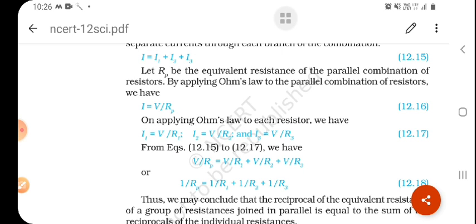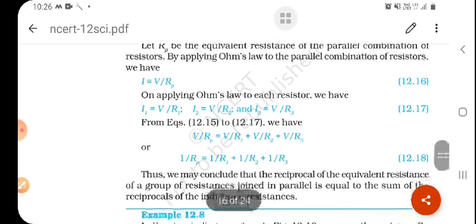So we have V upon Rp, that is the potential difference or the current across the parallel combination of the resistance, which is V upon R1 plus V upon R2 plus V upon R3. So 1 upon Rp, the equivalent resistance or total resistance of the parallel circuit, is equal to 1 upon R1 plus 1 upon R2 plus 1 upon R3.